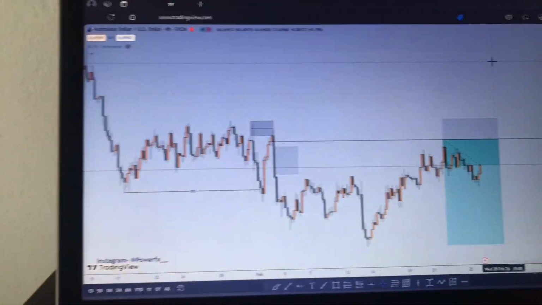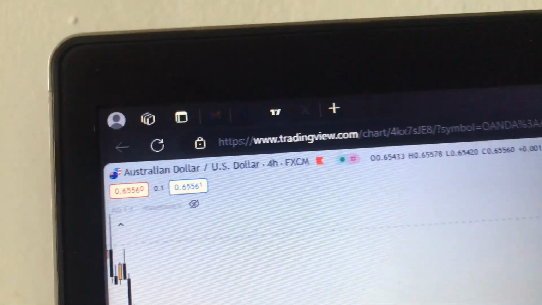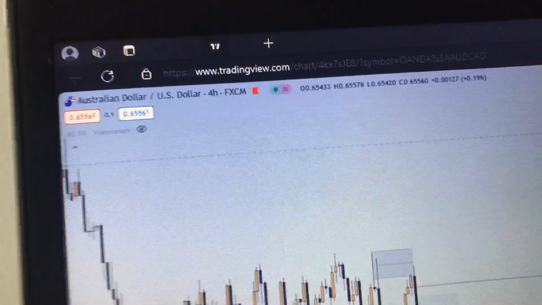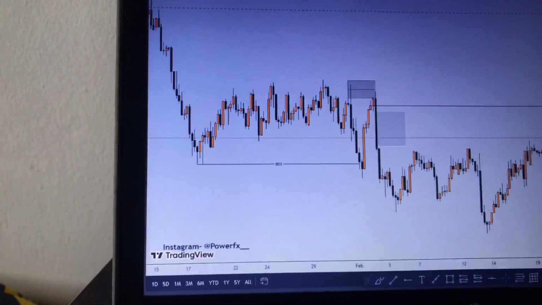So here you have it. This is currently the chart on AUD USD. You guys can see it, AUD USD. This is how I was able to catch this sniper entry on AUD USD, and I'm going to explain how I was able to do all of these things.